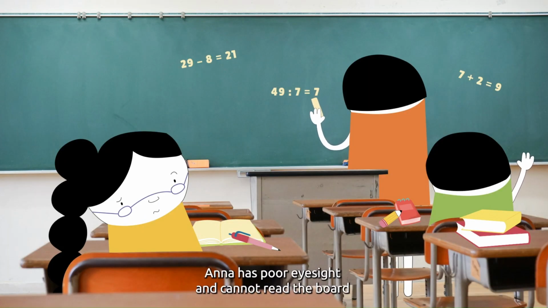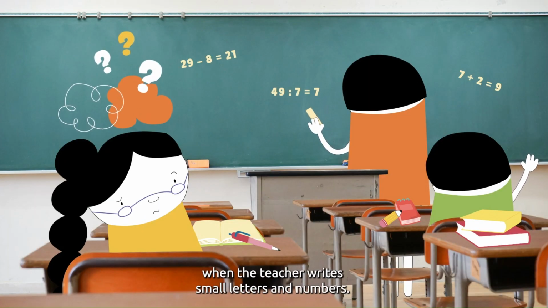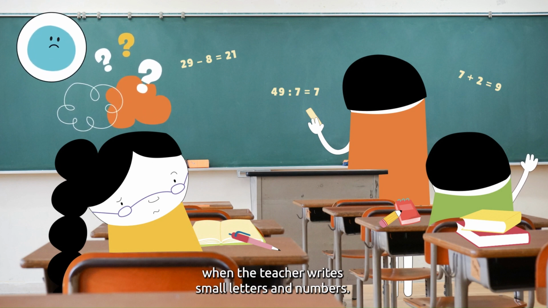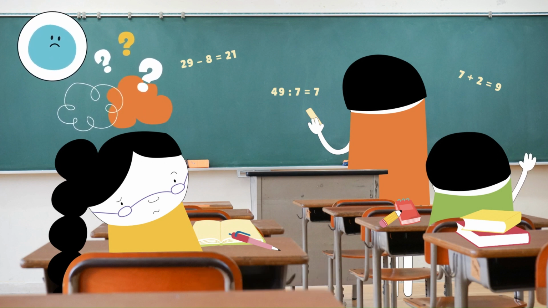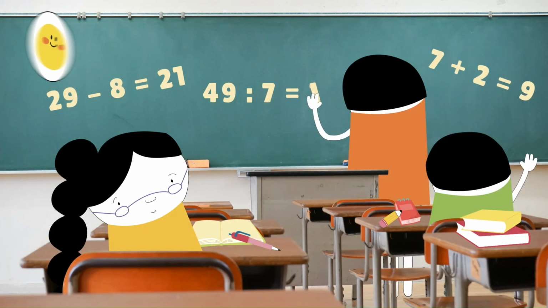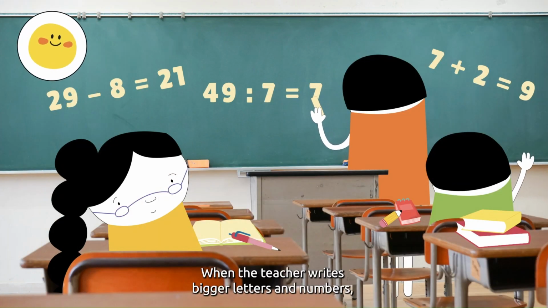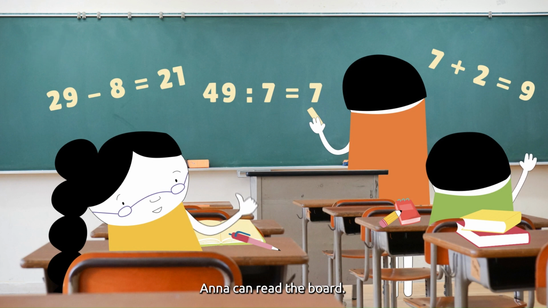Anna has poor eyesight and cannot read the board when the teacher writes small letters and numbers. When the teacher writes bigger letters and numbers, Anna can read the board.